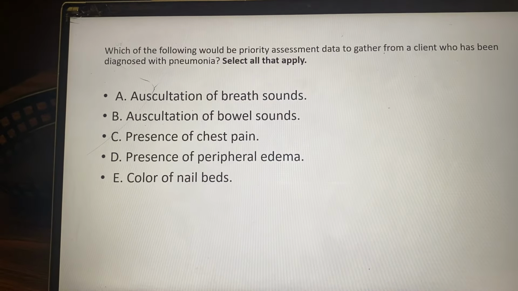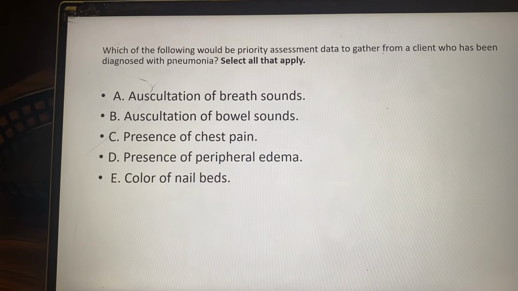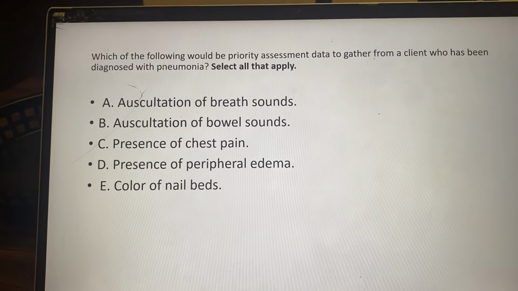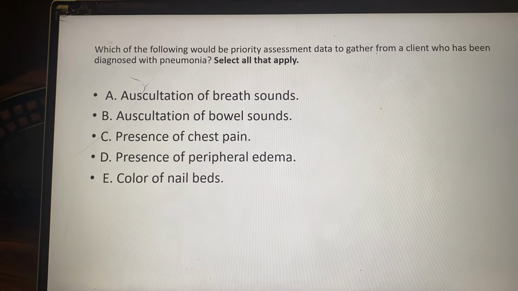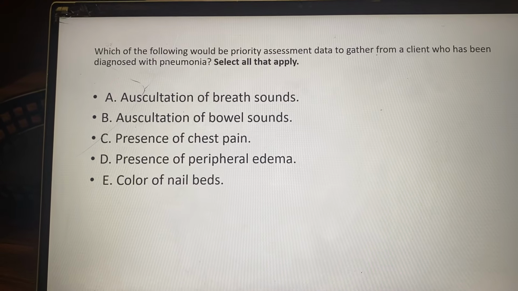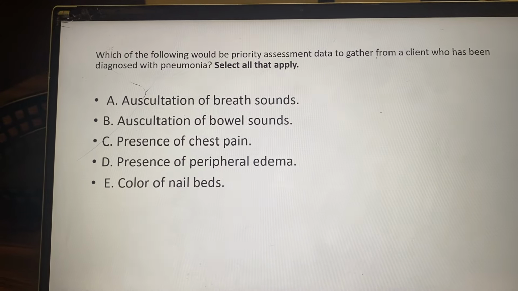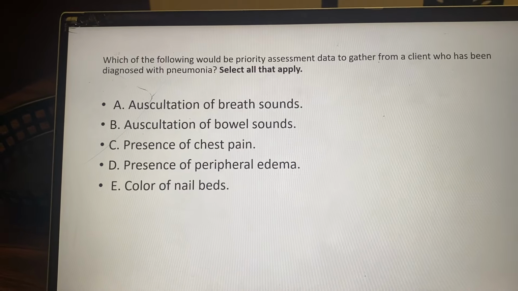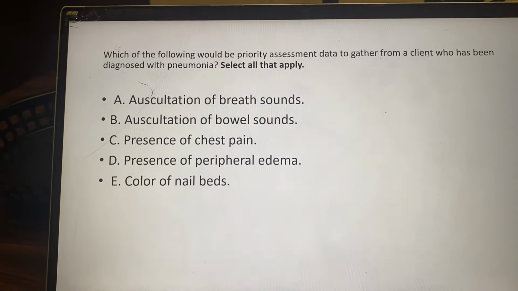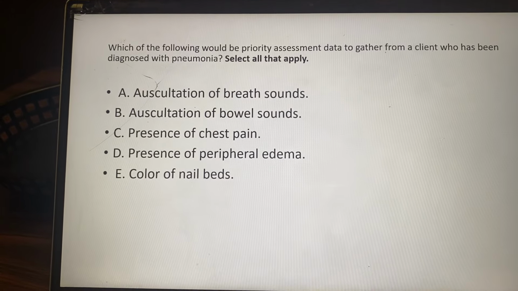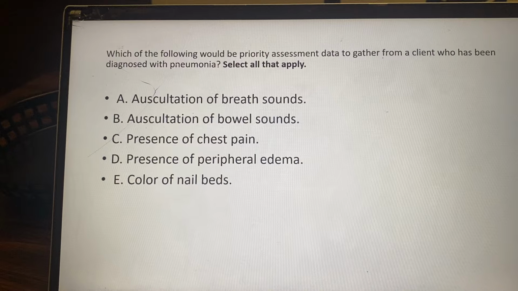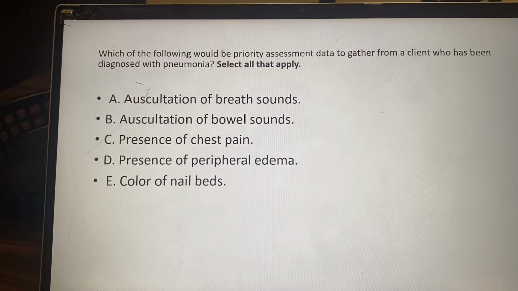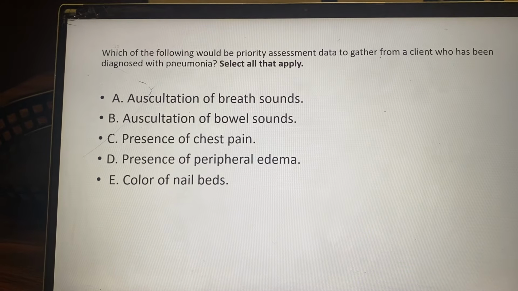All right, so auscultation of breath sounds, definitely. We're dealing with a respiratory condition. We need to assess are their lungs working properly. Auscultation of bowel sounds, only if we had a GI issue. Presence of chest pain, most definitely, because we know there comes a chronic cough with it, and the body trying to get rid of that foreign invader, as well as those phagocytes that are eating up or getting rid of that nasty invader. All right, presence of peripheral edema, no, not necessarily. We don't need to focus on that right now. We need to focus on the lungs. Color of nail beds is going to tell you about oxygenation status. So the answers are A, C, and E.